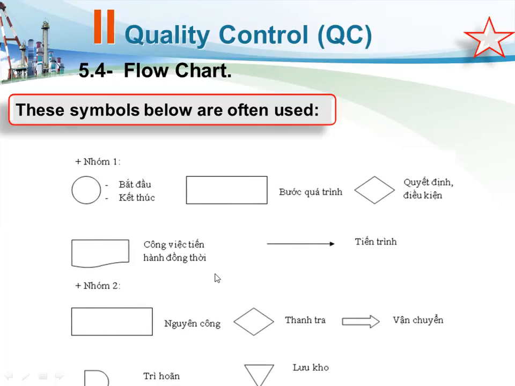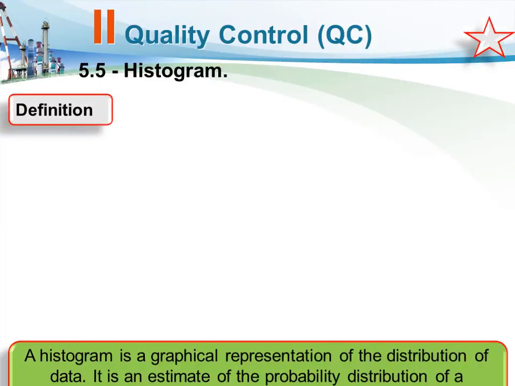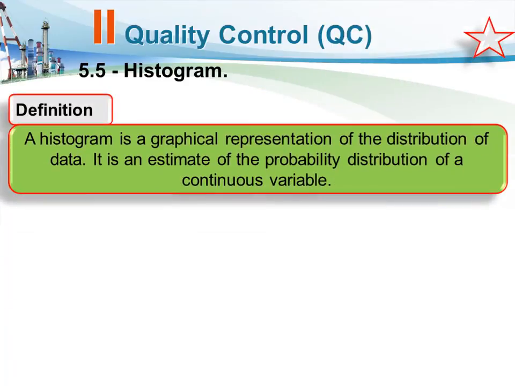The symbols below are often used in flowcharts. Group 1. The circle is representative for the start or the end. Arrow for the process. Group 2. The arrow for the transfer or the triangle for storage.